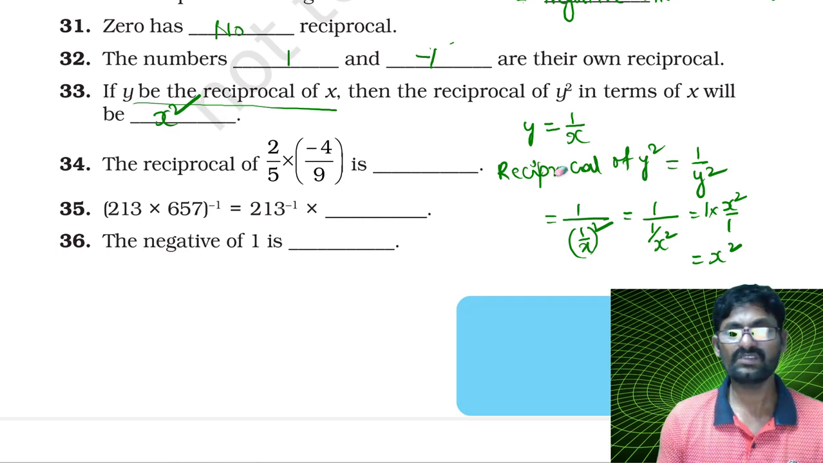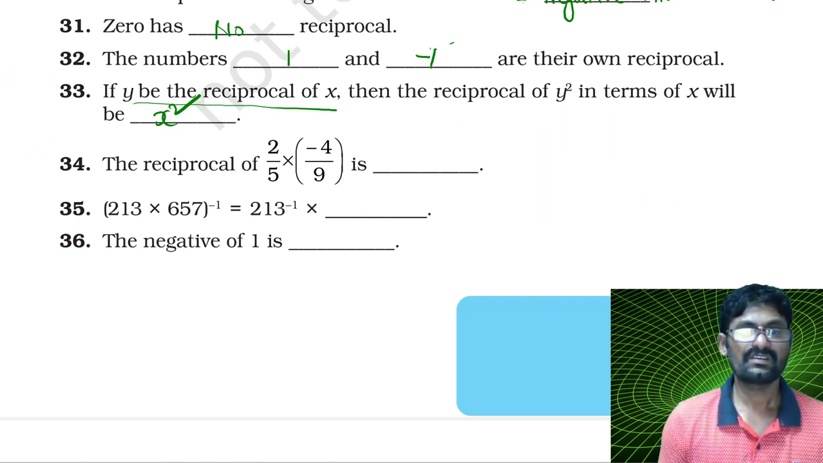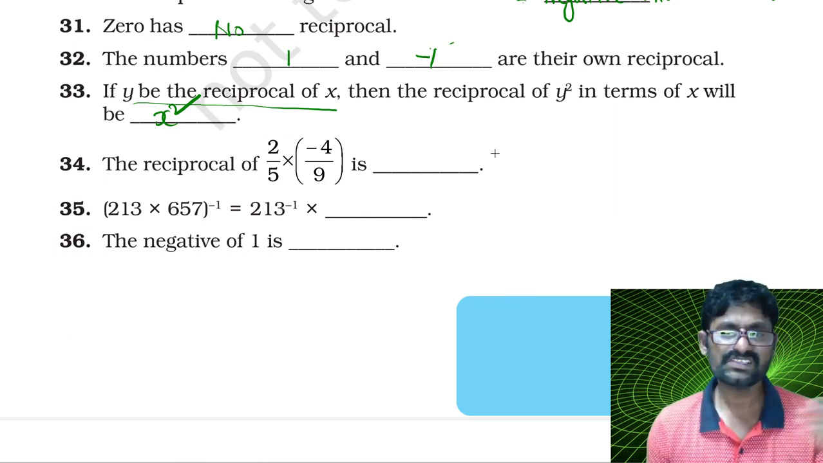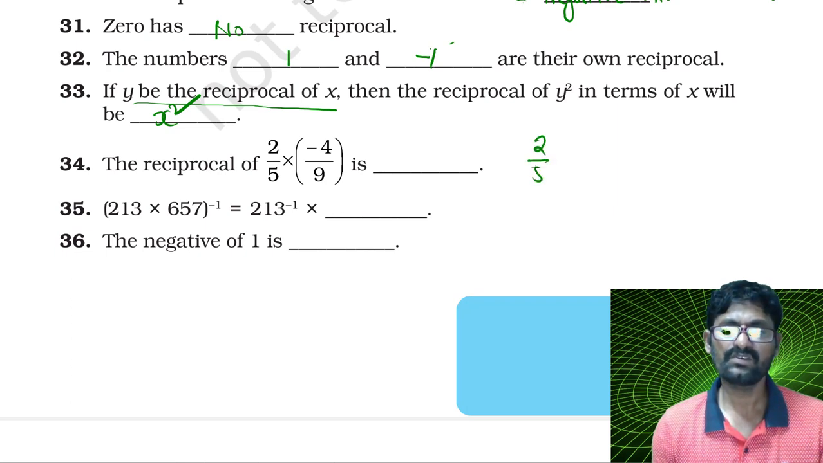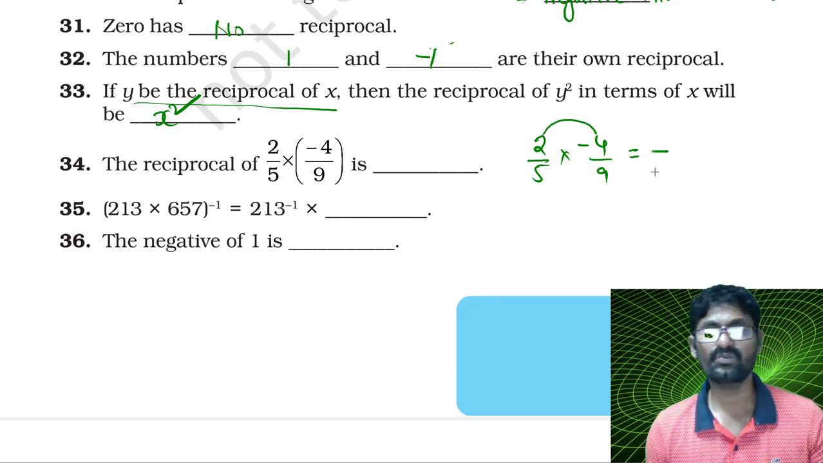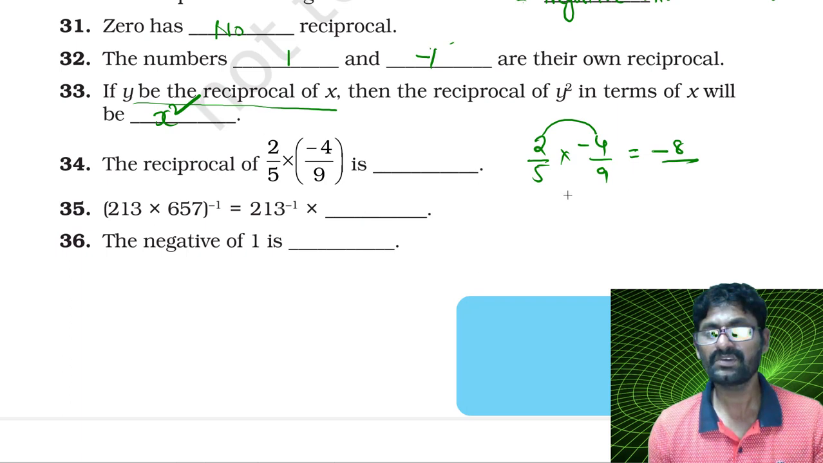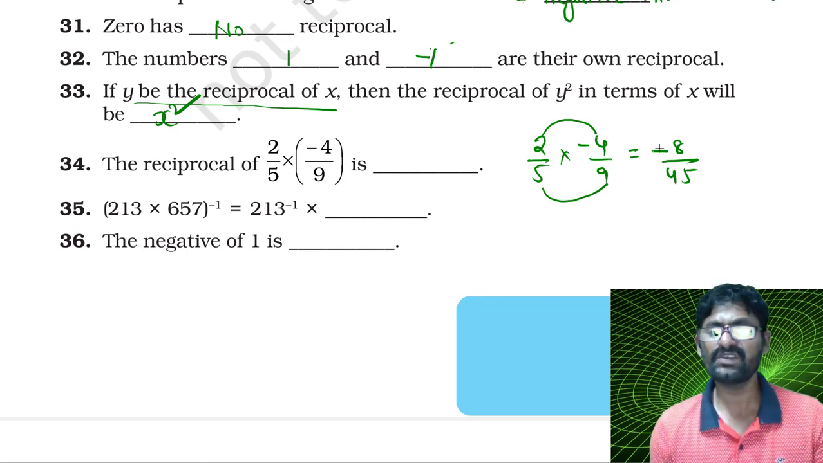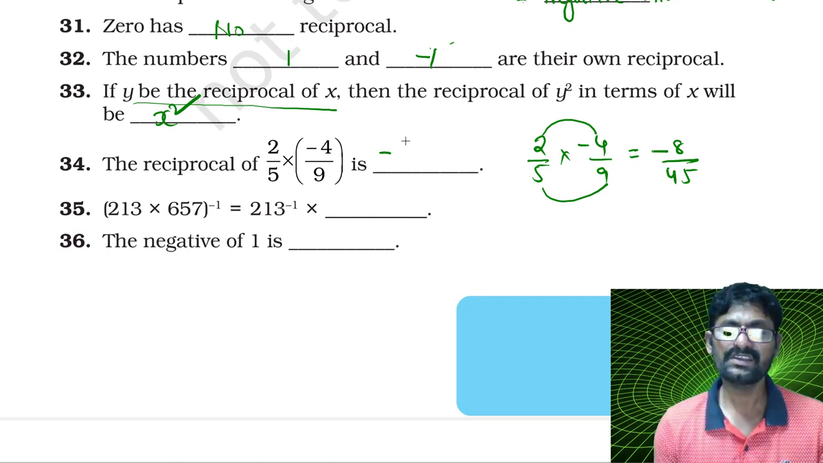Okay, let's go to 34th problem. The reciprocal of a number is given here. First, let us simplify this number. So 2 by 5 times negative 4 by 9. This is what we have. This is equal to minus 2 times 4. Multiply the numerators. That will be 8 divided by 5 times 9. Multiply the denominators. 5 times 9 is 45. Now the reciprocal of negative 8 by 45 is negative 45 by 8. So this is the answer.